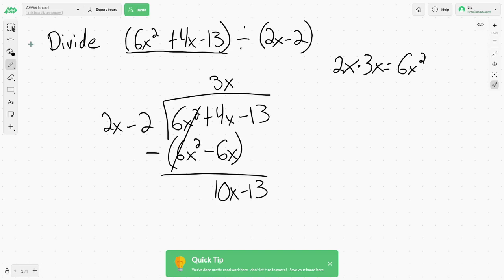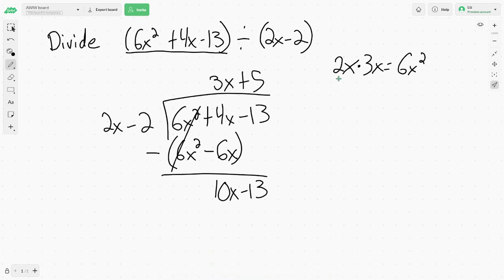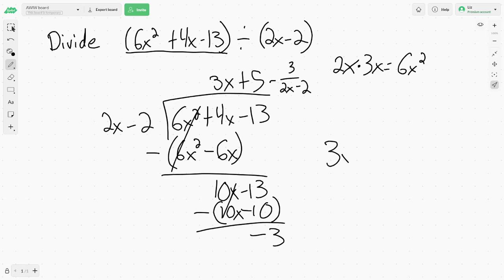What do I have to multiply 2x by to get 10x? Well, that's 5. 5 times 2x is 10x. 5 times negative 2 is negative 10. Remember, we're subtracting everything. 10x minus 10x, well, they cancel out to get 0. Negative 13 minus negative 10, so that's actually plus 10, is going to be negative 3. So minus 3 over 2x minus 2. So our final answer, if we want to write it over here to make it look a bit cleaner, is this guy right here.